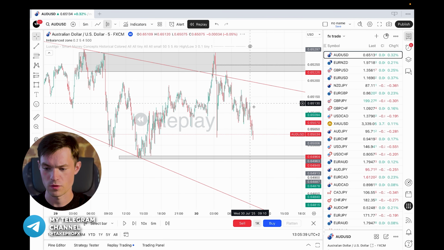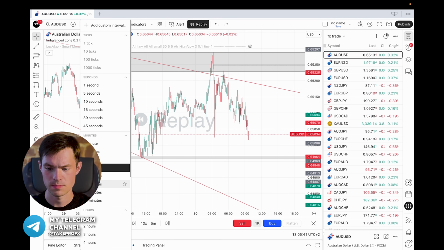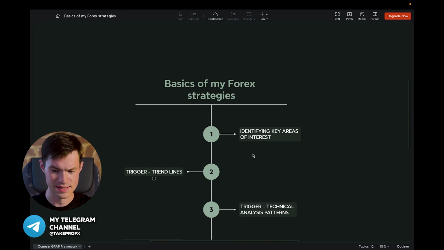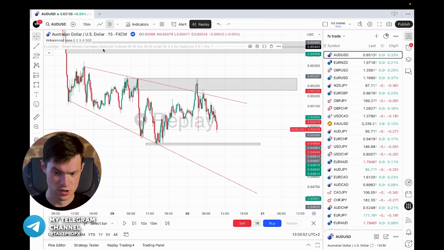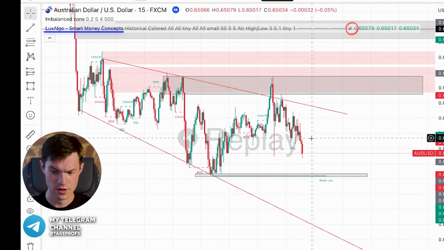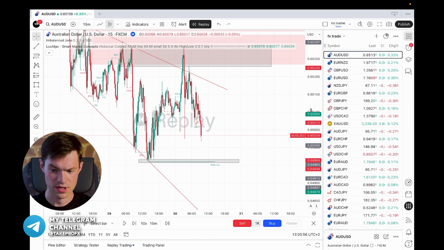So guys, let's move on to the second trade on which I earned in my marathon. We open our checklist again, and the first thing is the search for key zones of interest. I see 2 such zones on the 15-minute time frame. Of course, we turn our indicator back on.